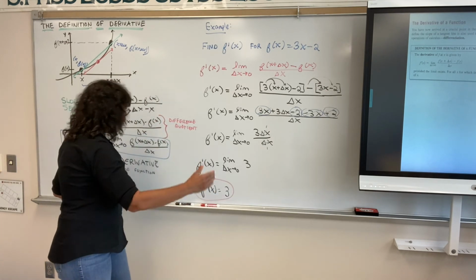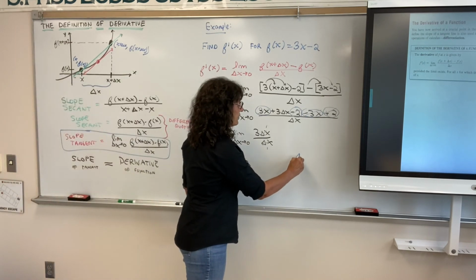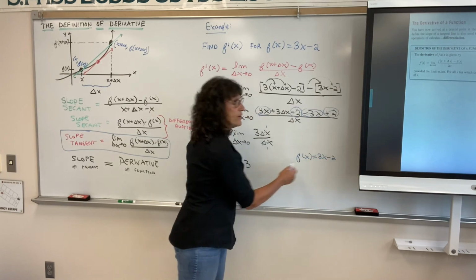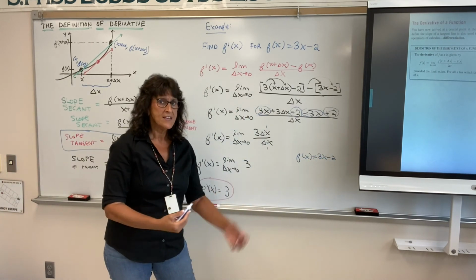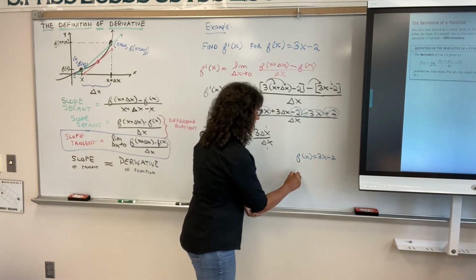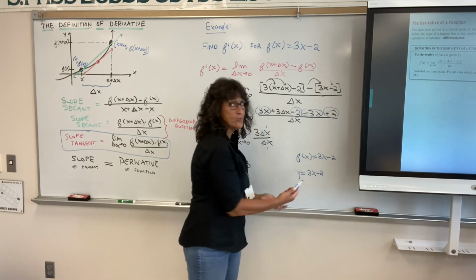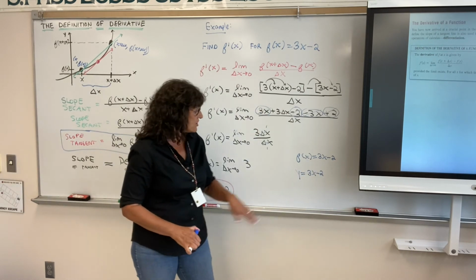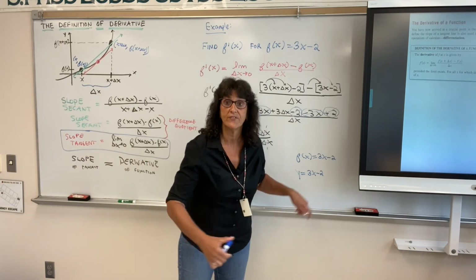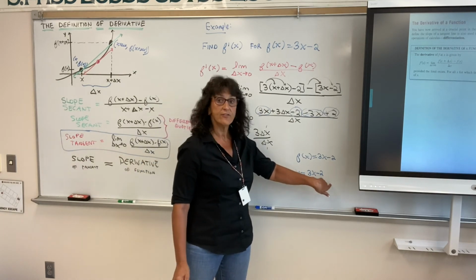Now to put it in perspective, what was our function? Our function is 3x minus 2. What is another name for f of x? y equals 3x minus 2. So this is what our function is. It's a linear function, the equation of a line, in y equals mx plus b form.